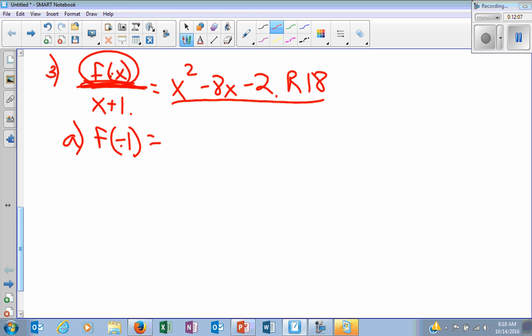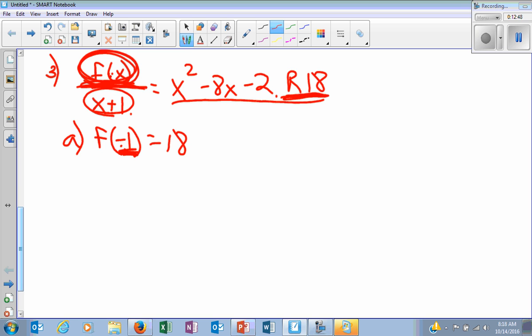Are you with me? But there's the remainder theorem. The remainder theorem says if you take the factor and divide it, whatever your remainder is will be like you plugging in negative 1 into that equation. So if I take f at negative 1 and plug it into this equation, what should I get out? 18. That's by the remainder theorem.